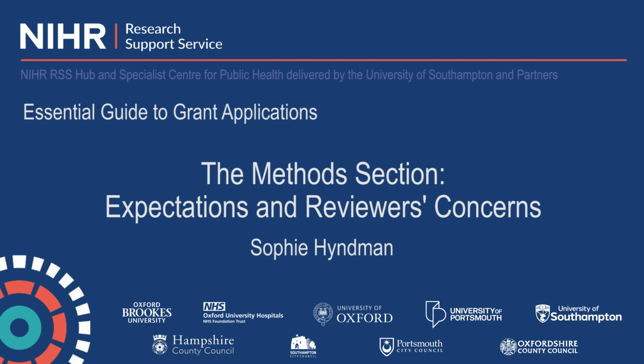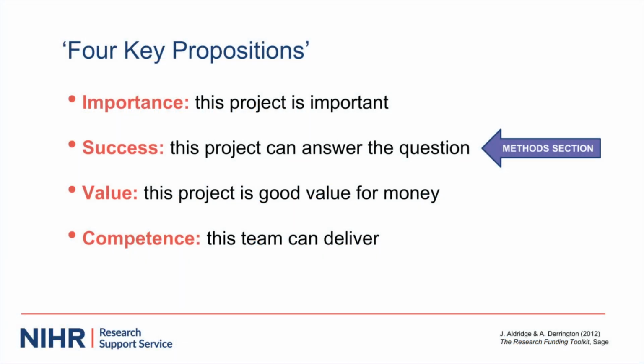It's about how you work with your methodological collaborators to come up with a really good, well-written section that will be reviewer-proof. So I thought I'd start with an overview of the method section, and the sorts of things that reviewers will be looking at. So you will remember the 4 key propositions that I talked about yesterday. Obviously, the method section is all about demonstrating that the project can answer the question, the success proposition. So if we do this work, we will answer the question that we've posed ourselves.